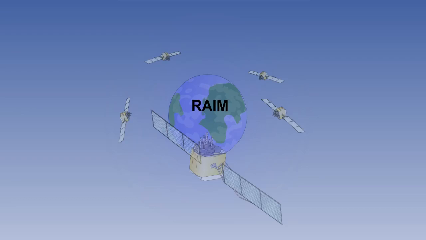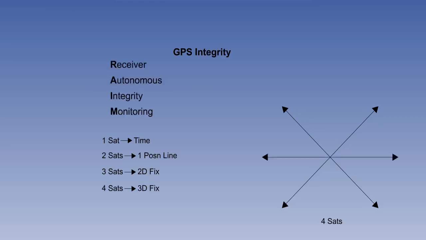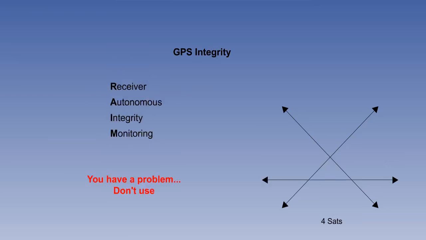RAIM stands for Receiver Autonomous Integrity Monitoring. One satellite gives you accurate clock time. Two give you a single position line. In reality, they would be curved ranges, but we're drawing them as straight lines for simplicity. 3 give you a two-position line fix, but no cross-check. 4 give you a 3-position line fix. The third one would give you a 3D fixing. But what if one of them is in error? You're going to get a large cocked hat. RAIM will not permit you to use this fix.